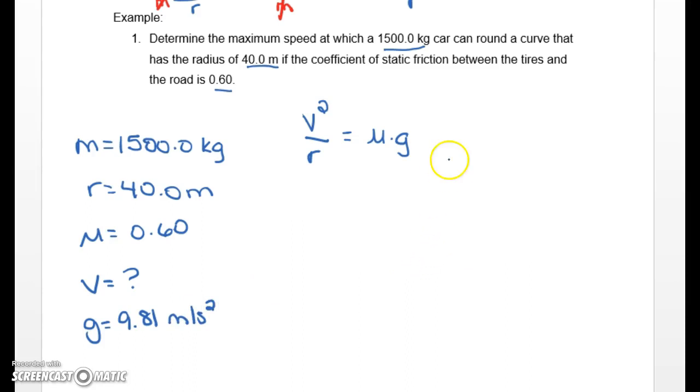Alright, so we can go ahead and plug our values into the variables. We have our speed squared divided by your radius, which is 40, equal to your coefficient of friction, 0.60, times the gravitational acceleration, 9.81. What we want to do is solve for our speed. First of all, we want to get rid of this 40 that is underneath your speed. If it is dividing your speed, to get rid of it you want to multiply both sides.